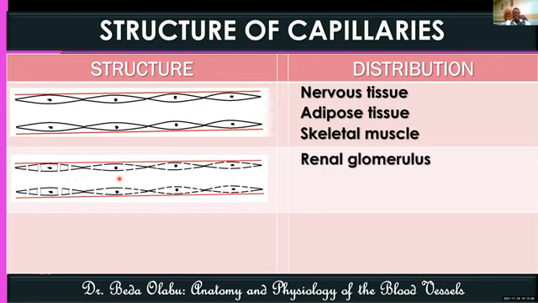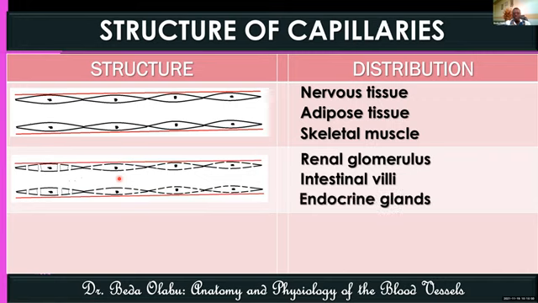Such capillaries are found in the renal glomerulus. We also find them in the villi of the small intestine. We find them in endocrine glands. Such capillaries facilitate movement of substances, but usually it's a controlled movement of substances.